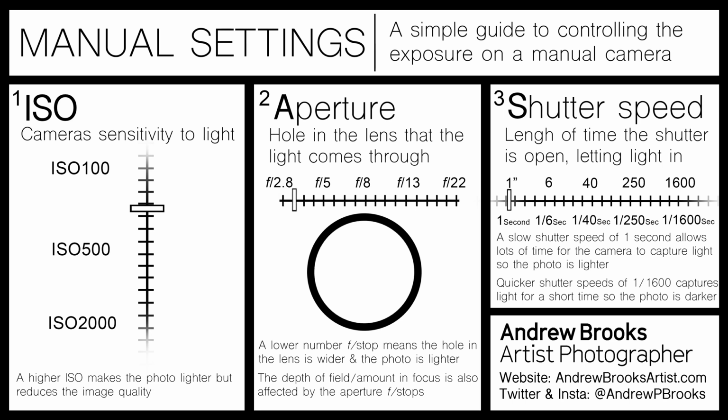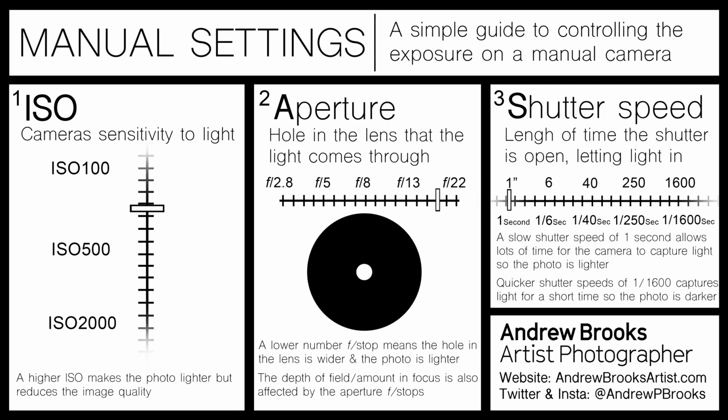You've got an incredibly bright photograph. And then if we move all the way back to f22, that's hardly letting any light through, so you've got a much darker photograph. So that's a way of controlling the brightness and darkness of the image.